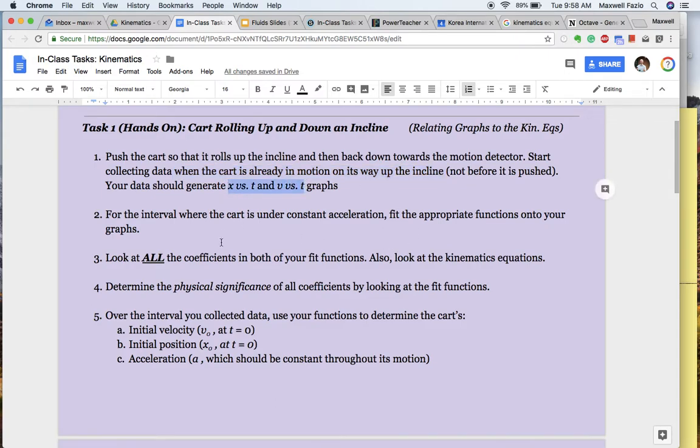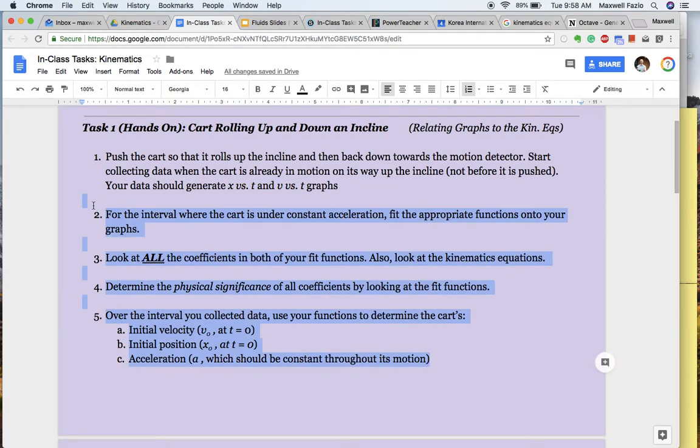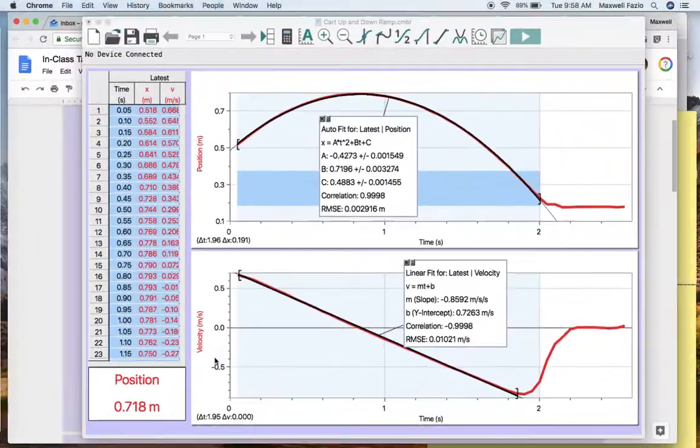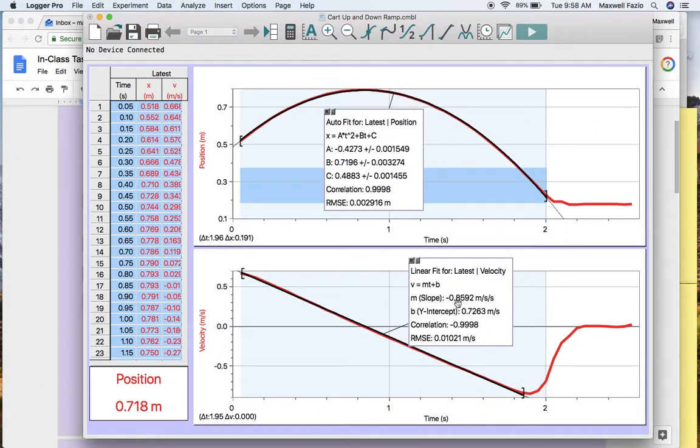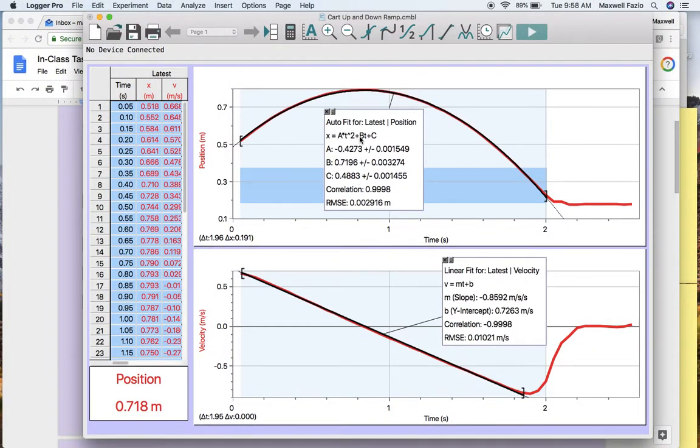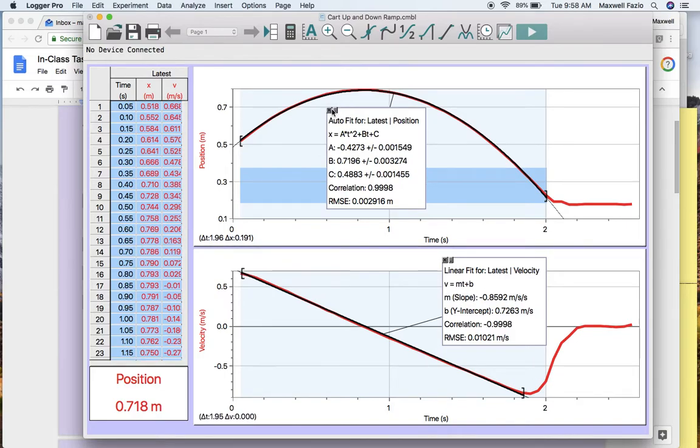Now, the goal of this task is really to figure out how to relate those curves and the equations for those curves to the kinematics equations. I'm not going to really step through these one by one, but I'm going to answer them all as I go through this explanation. So I went ahead and already generated the graphs. I got data earlier, and I fit these two functions onto it.